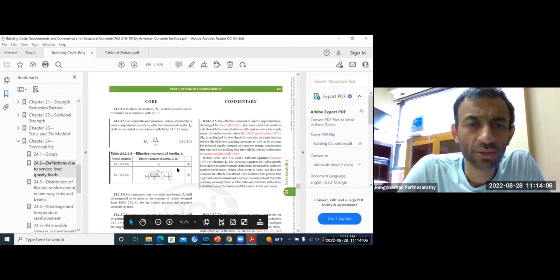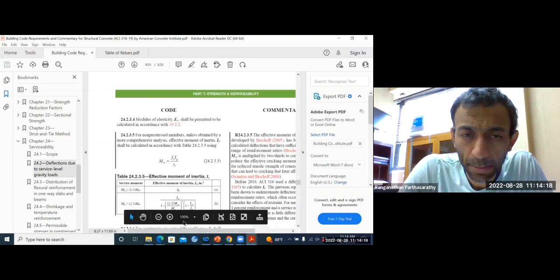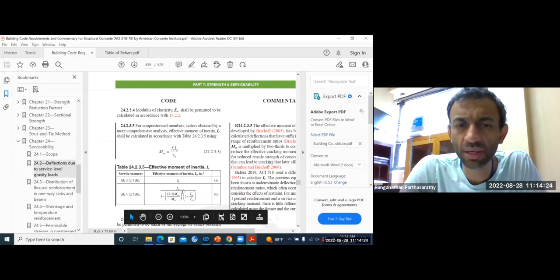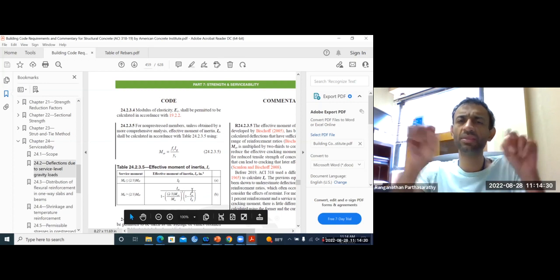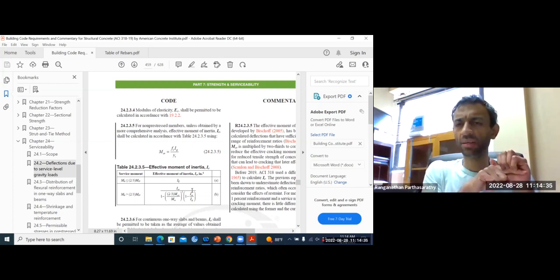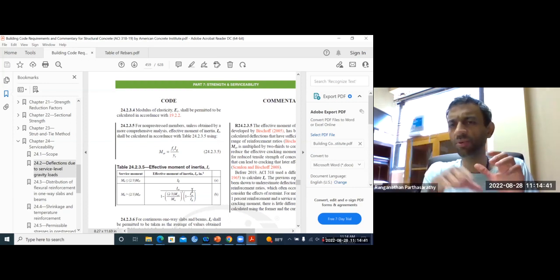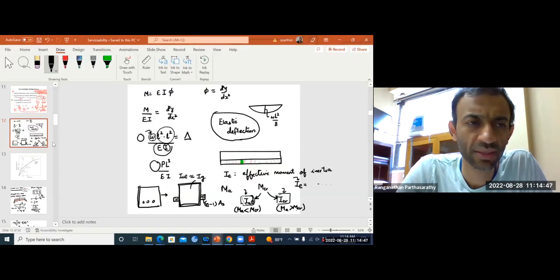Now, you see the interpolation. If applied moment is more than 2/3 of cracking moment, you do the averaging like this: ICR divided by 1 minus (2/3 MCR by MA) the whole square times (1 minus ICR by IG). It looks somewhat complicated, but it is just a nonlinear interpolation between I cracked and I gross. Depending on where your moment is, you will take somewhere in between as the effective moment of inertia. Okay, hope that is clear.